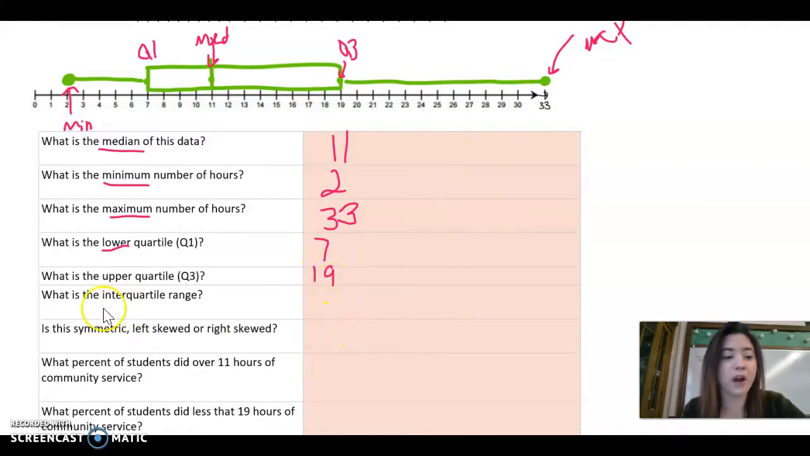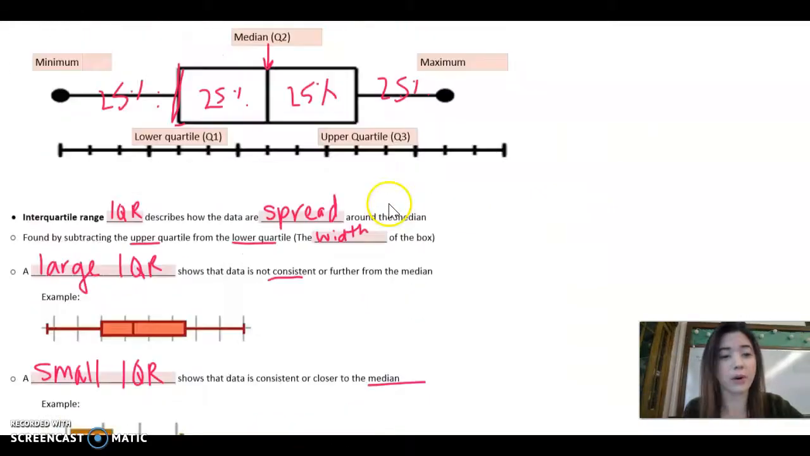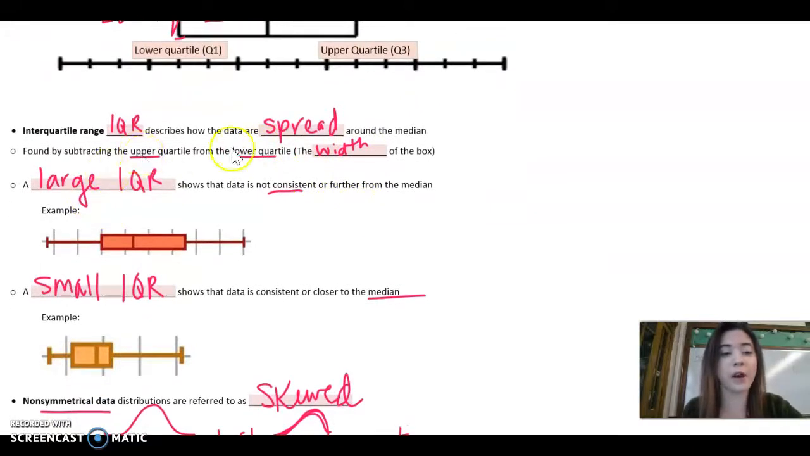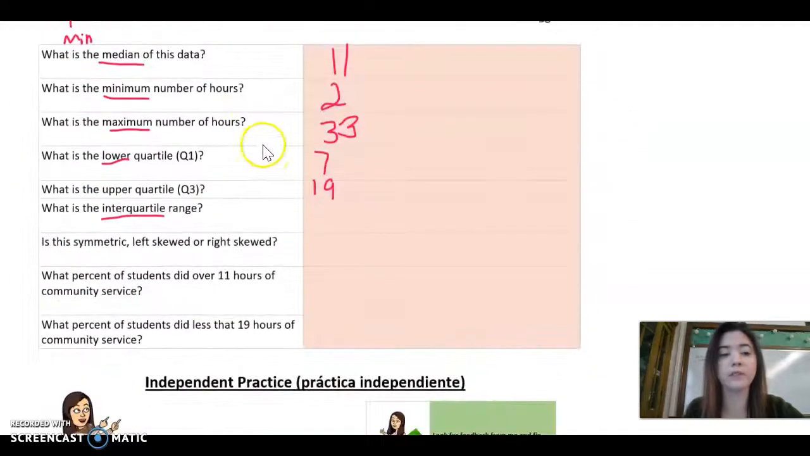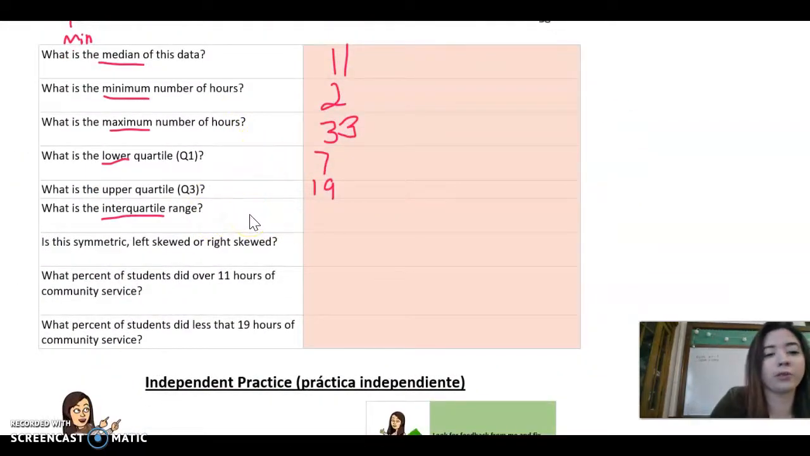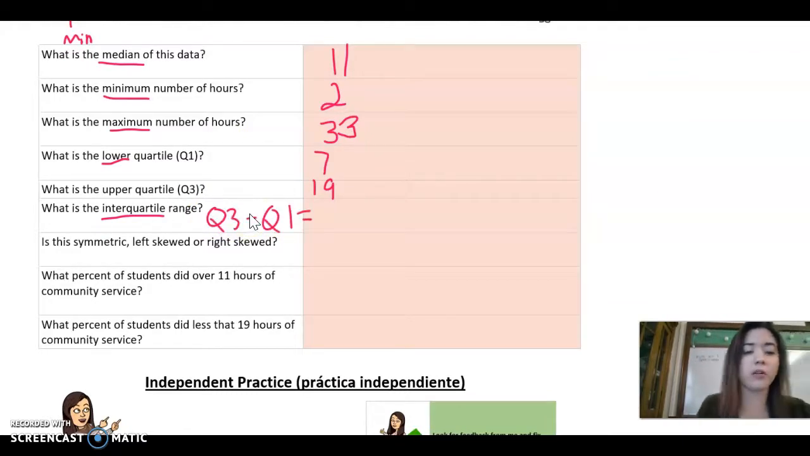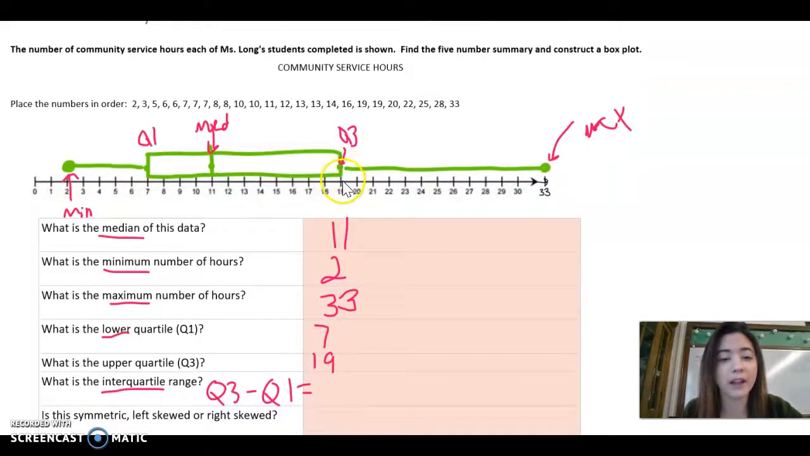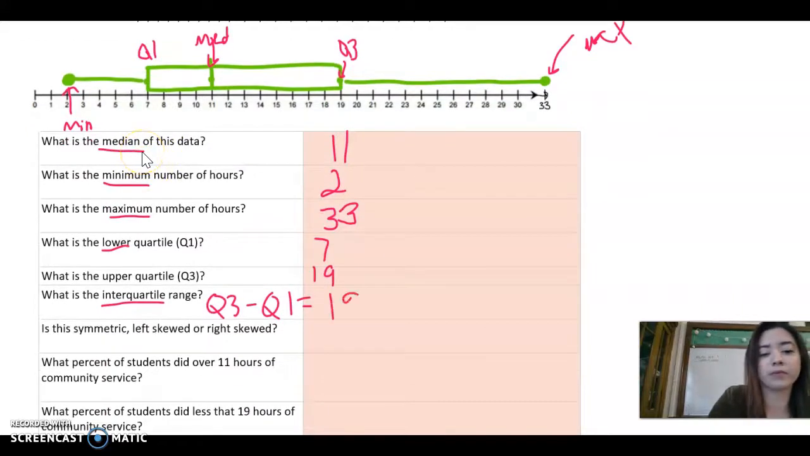Okay, moving on. Now we have what is the interquartile range. So again, that means in between my quartiles. How many numbers do I have in between my quartiles? To do that, we take the upper, or Q3, minus Q1. So again, interquartile range, we do Q3 minus Q1. So our upper quartile was 19 minus our lower was 7, and we get 12.